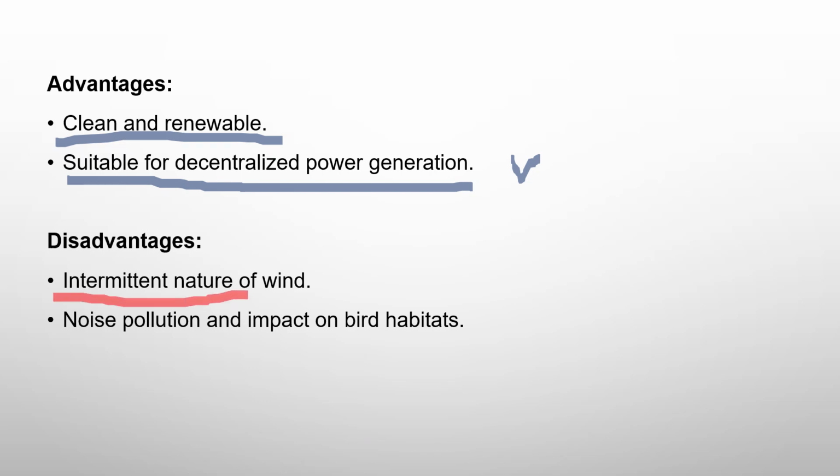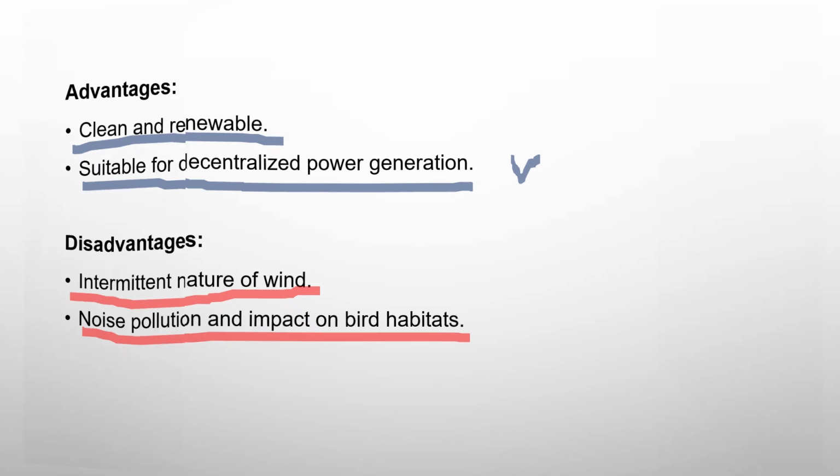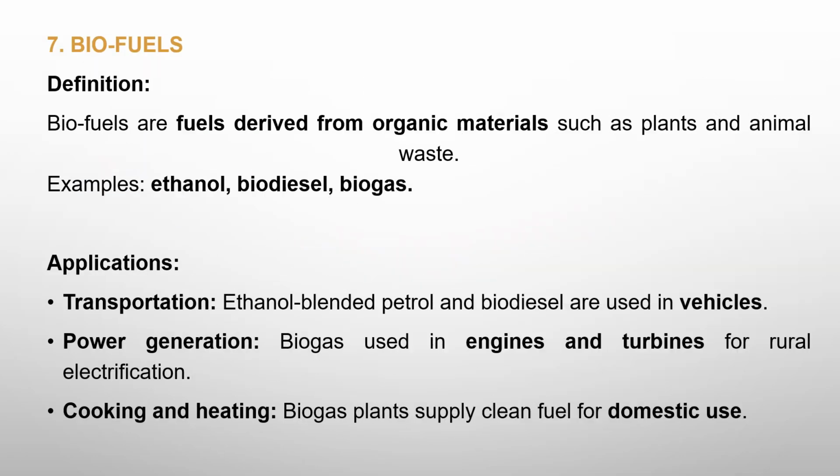to go for this kind of source of electrical energy. The disadvantage is the intermittent nature of the wind, noise pollution and impact on bird habitats. These two are the major disadvantages. If we talk about biofuel, again it is a natural, or you can say renewable, source of energy. These biofuels are fuels derived from organic materials such as plant and animal waste. The examples include ethanol, biodiesel or biogas.